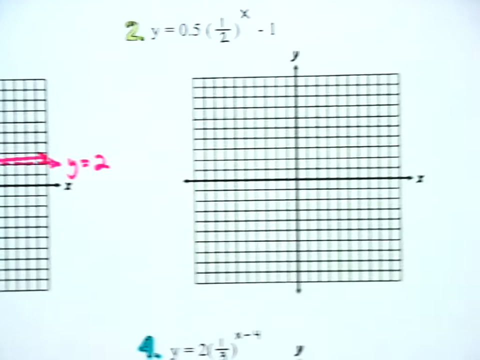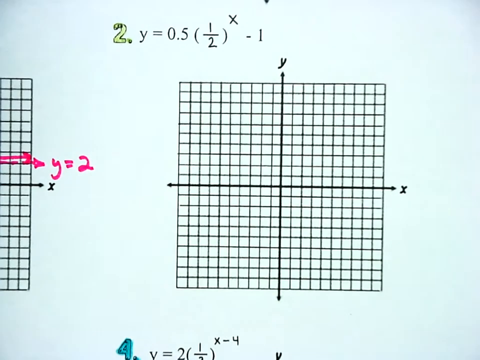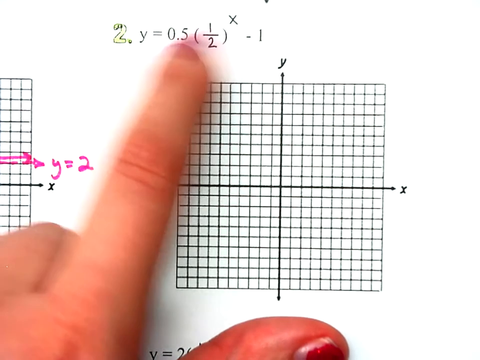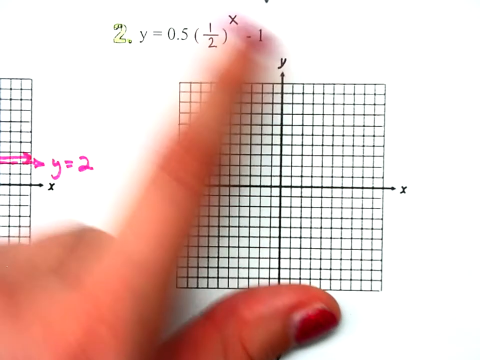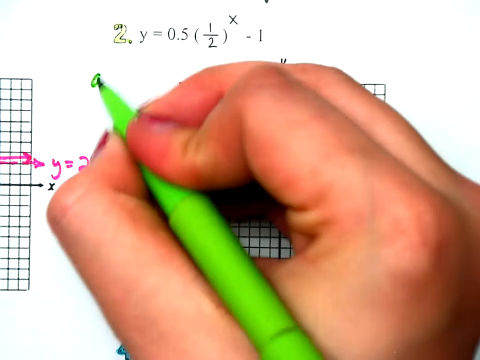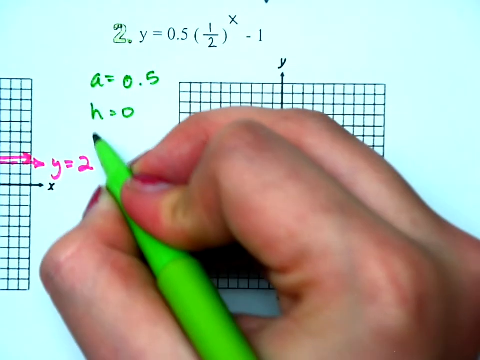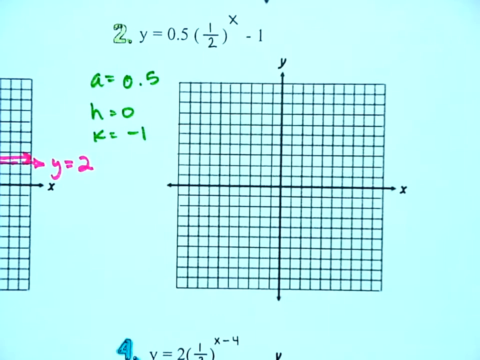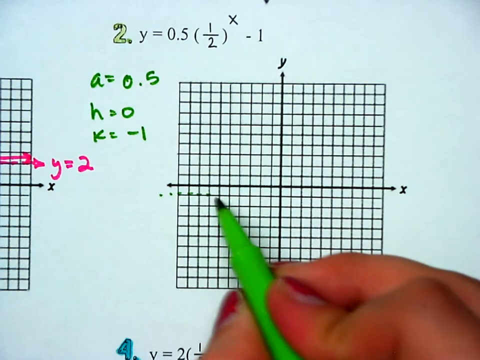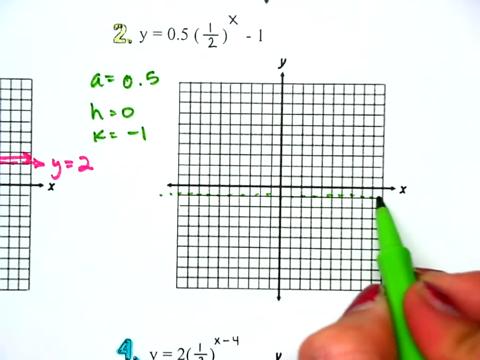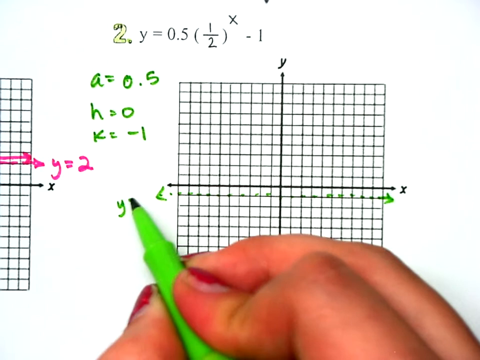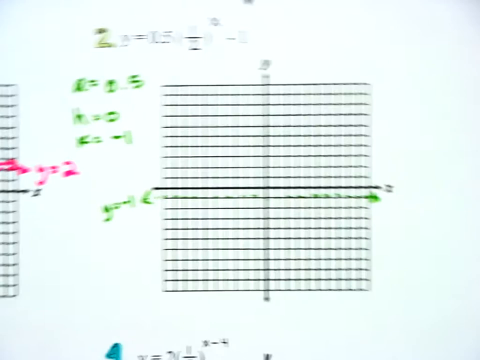All right, next one, doing this in green. I've got 0.5, which is just 1/2, times 1/2 to the x minus 1. So my a is 1/2, h is 0, and k is -1. That means my asymptote has moved down 1 unit, so it's at -1. And we can find our 2 points now.